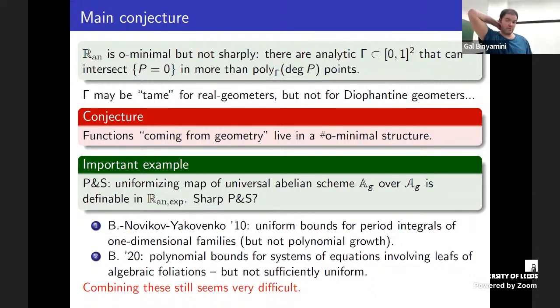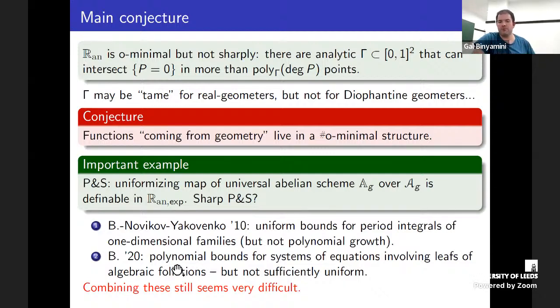So I mentioned partial results. There's a result of Yakovenko, Novikov, and myself, where we proved some uniform bounds for period integrals of one-dimensional families. These period integrals are the kind of things that you get when you try to explicitly realize these functions, these universal covers, but we could do it only for one dimension. So it was like systems of one equation in one variable, and we didn't get polynomial growth. So it's uniform, it's somehow in the direction of o-minimality, but it's not good enough. And there's another more recent result where I got, this time, polynomial bounds.